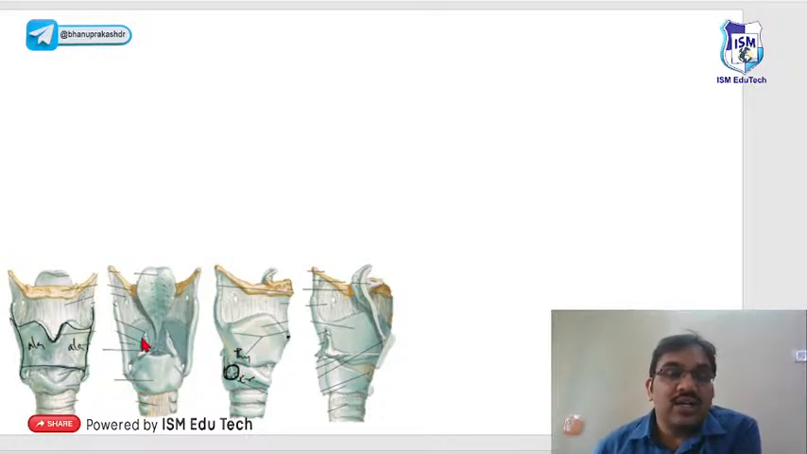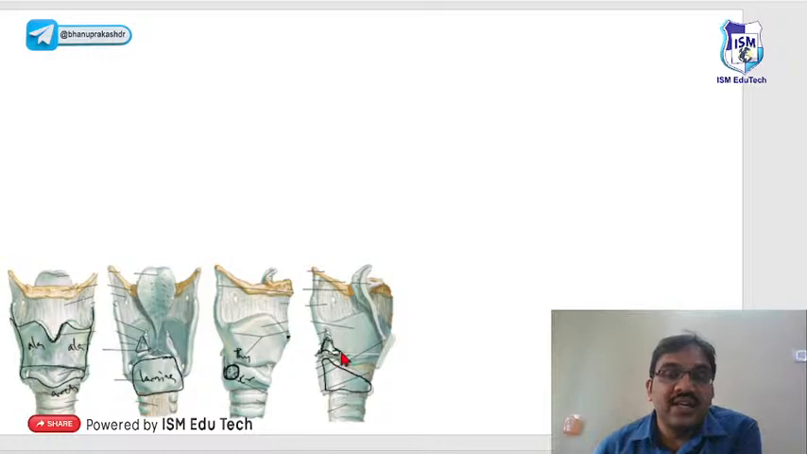Coming to the arytenoids, which lie above the cricoid. As I have already told you, anteriorly the cricoid is very thin and is called the arch. Posteriorly its height is very large, and this is called the lamina. See how the cricoid cartilage increases its height as we go posteriorly. On the superior surface of the cricoid lamina lie both the triangular or pyramidal-shaped arytenoid cartilages.